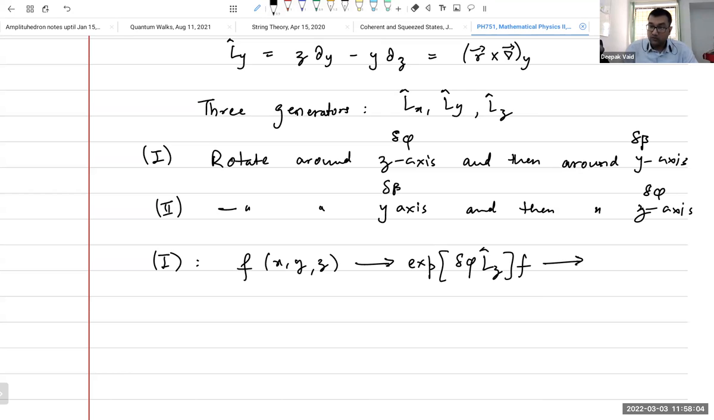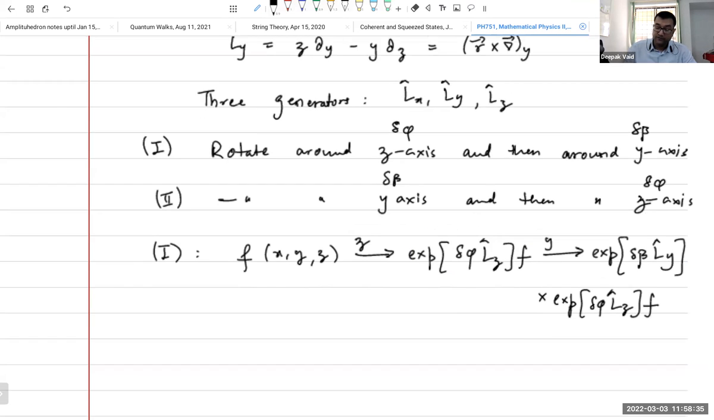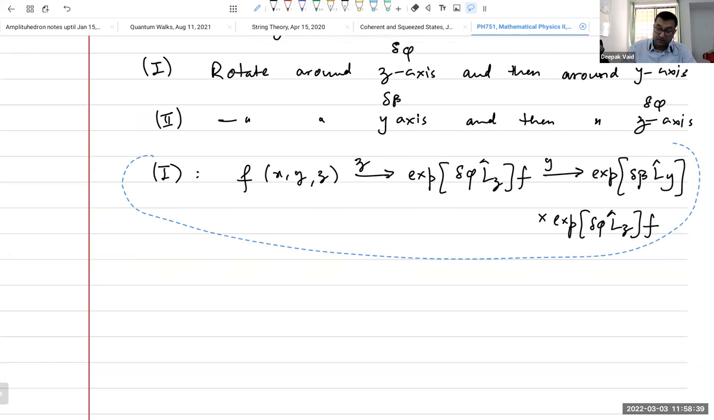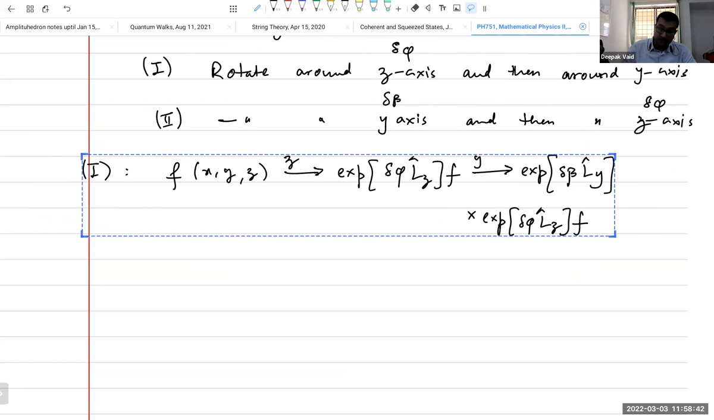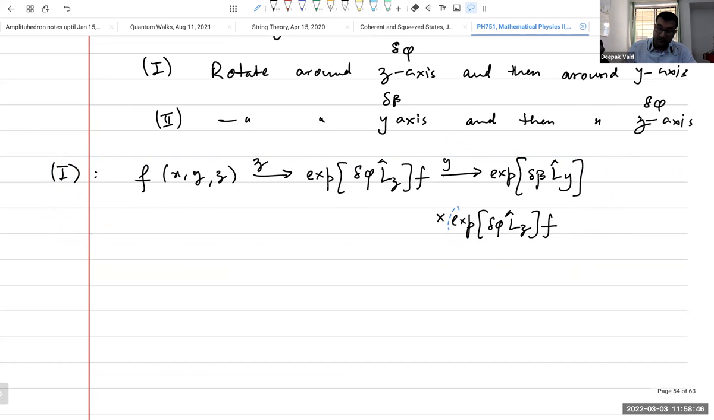Then I rotate what I have obtained around the y axis. So what will I get? I'll get exponent, a rotation around the y axis can be written as delta beta Ly, right? But this will act on what I have obtained earlier. So I have to multiply this by exponent delta phi Lz acting on f. Right?